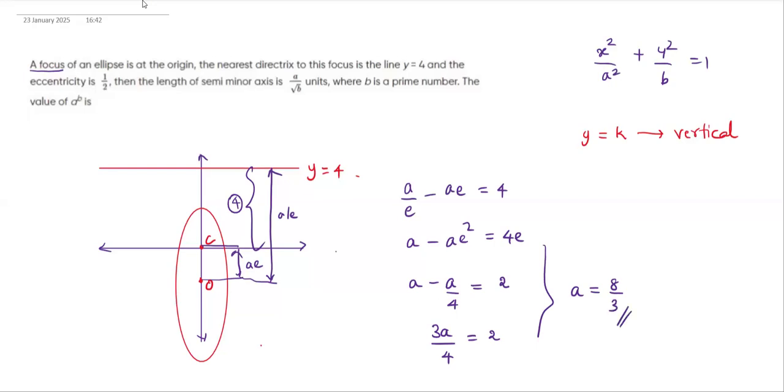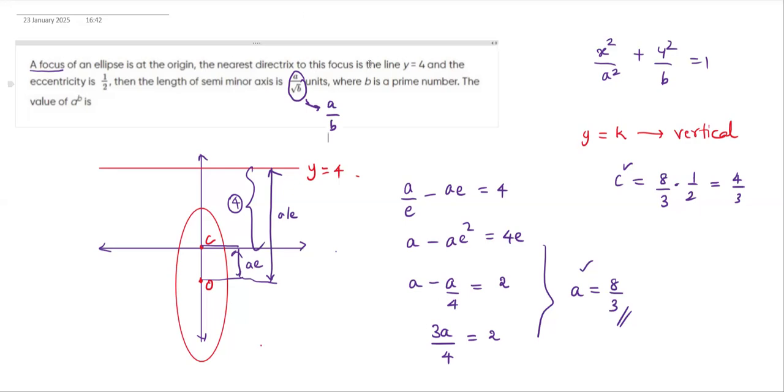And we know that the value of c is ae, where a is 8 by 3 and e is 1 by 2. When you solve this, what you get is 4 by 3. Once you get the values of a and c, you can find the value of the semi-minor axis. Now, I just want to tell you one thing. This a by root b in the question, this a and this b are not these values. They are different from the semi-major axis and semi-minor axis, so don't confuse them.